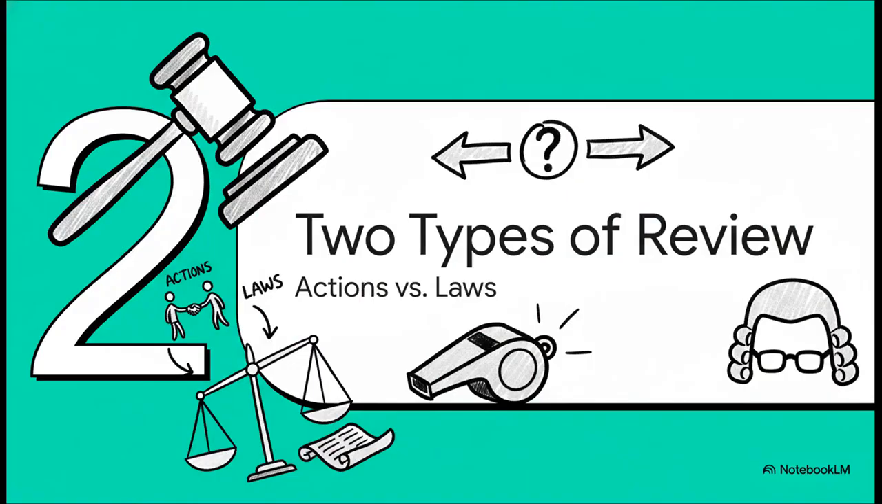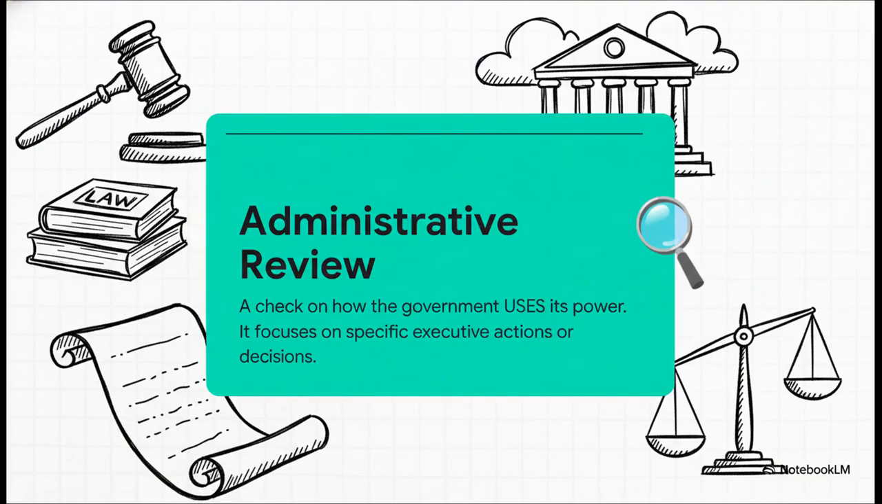So how exactly do courts play referee? This is where a really critical distinction comes into play, one that you absolutely have to get right in an exam. We need to split judicial review into two very different types. First up, there's administrative review. Now think of this as a check on how the government uses its power.